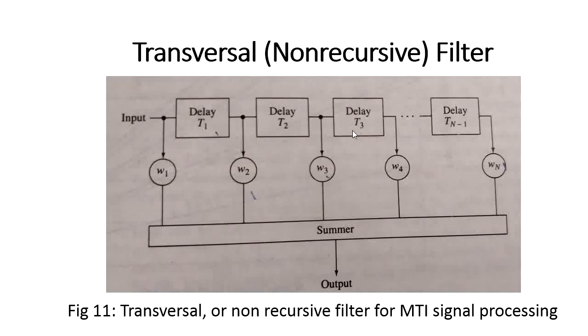So next is the transversal filter or non-recursive filter. If I keep adding the n stages of the delay line and respective weights, and find all the weights, finally I have to sum up at the final stage, that is the sum, and the final output we get is the echo signal without clutter. So this is nothing but what we call a filter without feedback. So we call that a non-recursive filter. Also we call that a transversal filter. Thank you.